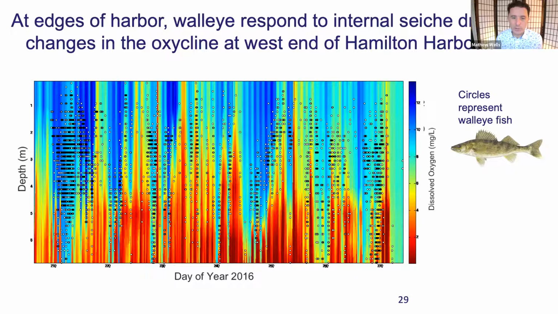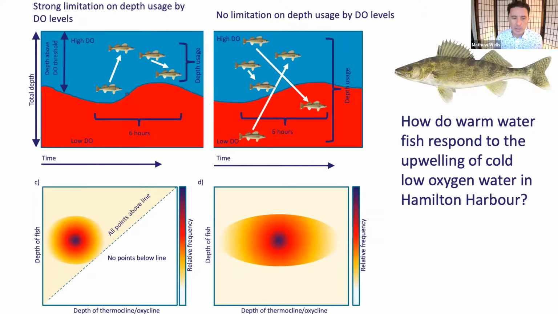Now we can quantify this in more detail by making a graph where we plot the depth of the fish versus the depth of the thermocline or the oxycline. On the top, I've got two scenarios that could be happening. The fish could be, on the left, actively avoiding the oxycline, so their depth range is limited at the bottom by avoiding that oxycline. On the right, perhaps they don't care about it at all, and their depth is not affected by the depth of the oxycline. So on the bottom, this would give two quite different distributions.